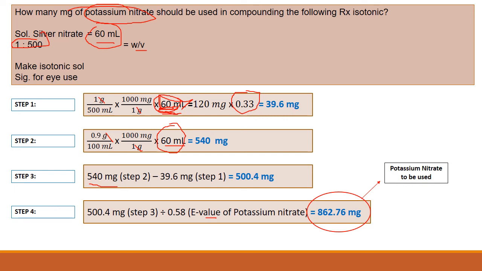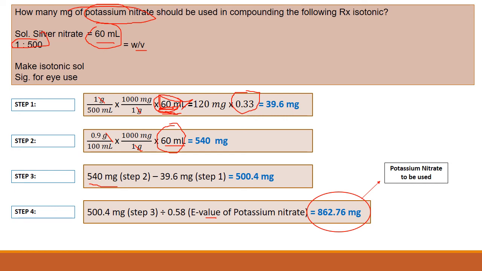So 1 gram times 1000 milligram over 500 ml times 1 gram, cancel out the grams, times 60 ml is equal to 120 milligram times 0.33. Your 0.33 there is the E value, equivalent value of your silver nitrate. Okay? Yes, that is for your silver nitrate. Okay, so that is the E value for your silver nitrate. So your answer would be 39.6 milligrams of sodium chloride represented. Muna siya sa step 1.